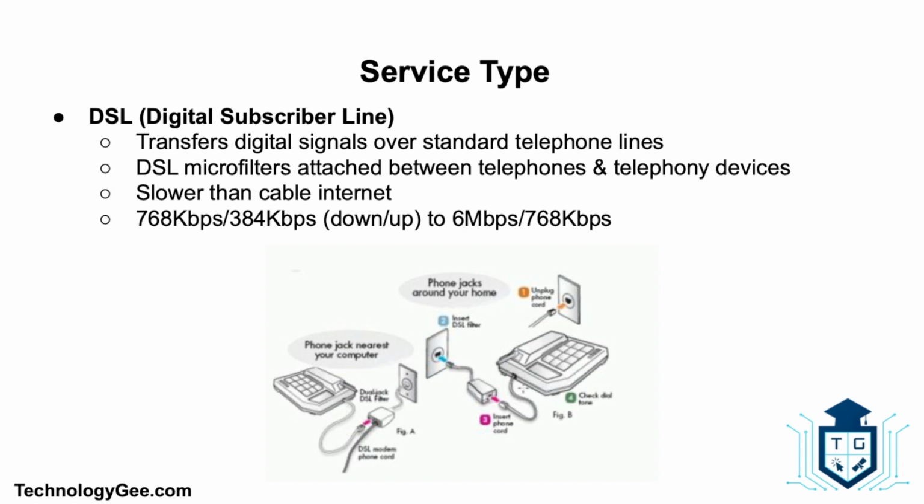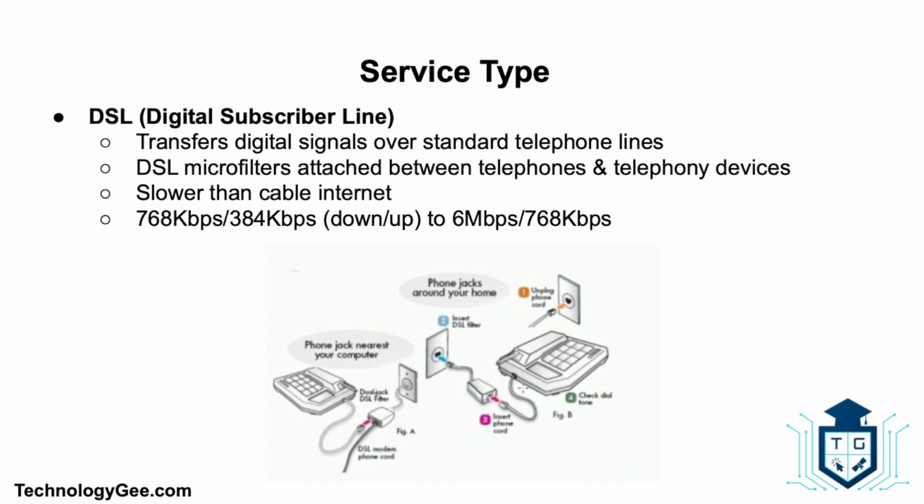DSL is used by telephone companies to provide internet services at speeds much faster than that allowed by analog or dial-up internet services, while allowing traditional analog telephones and devices such as fax machines to share the same connection. To make this possible, devices called DSL microfilters are attached between telephones and telephony devices such as answering machines, voicemail, and fax machines to prevent interference with DSL signals.